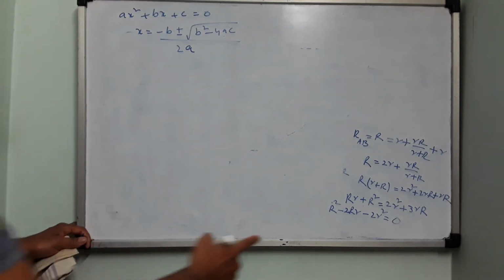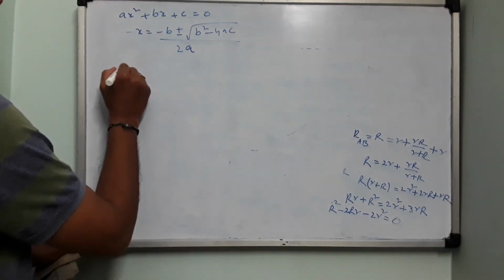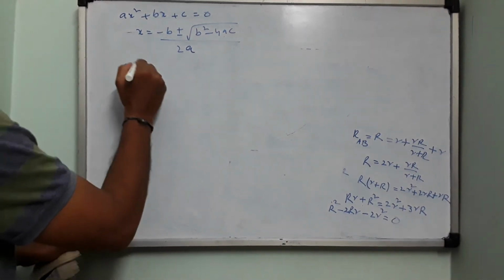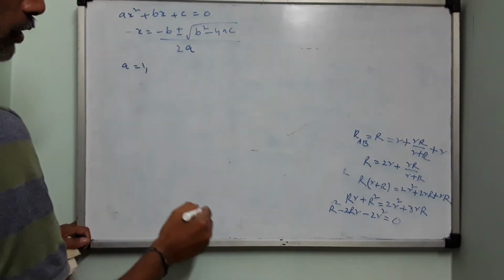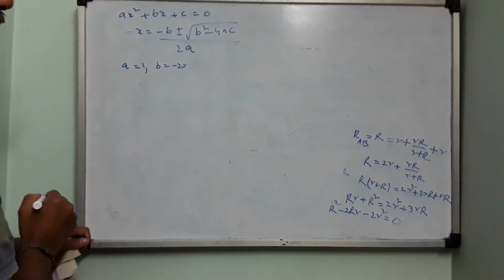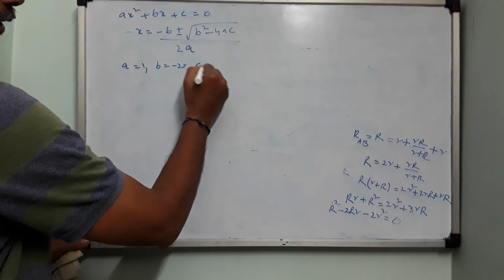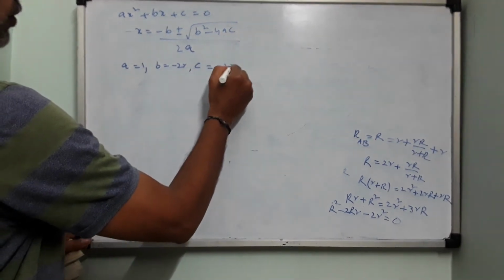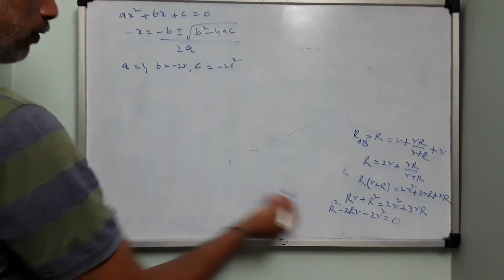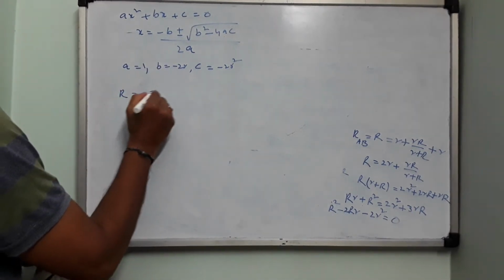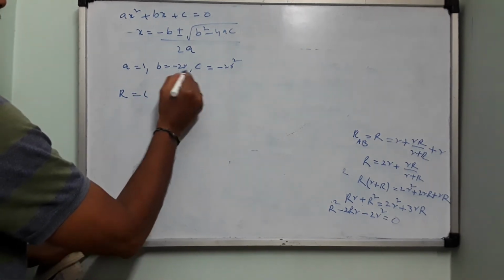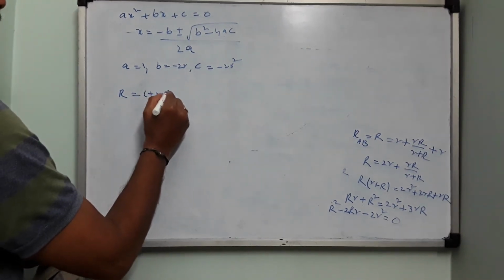So here A is how much? A equals 1. What is B value? B equals minus 2R. What is C? C equals minus 2R square. Then what is X? X is nothing but your capital R. So capital R equals minus B, minus of minus 2R is nothing but plus 2R.